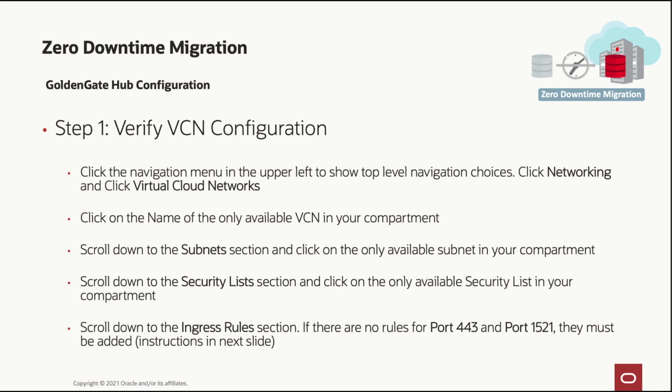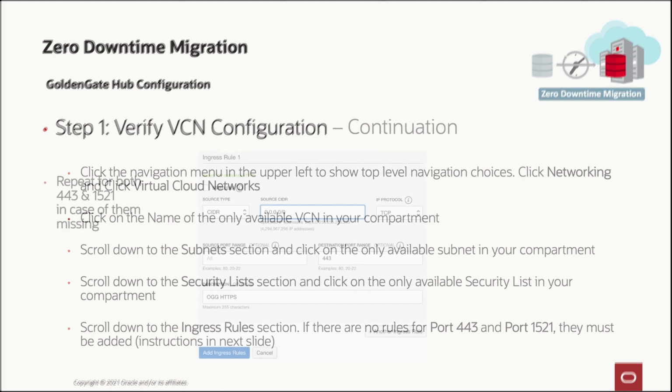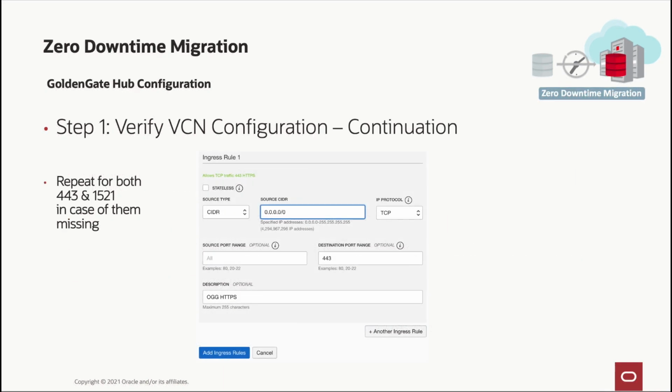Then we have to check if the rules for the specific ports that we need are there. But if there are no rules for the ports that we need, as presented in this slide, then we need to create them, and I'll explain how to do that in the next slides to come. So as mentioned, if there are no ingress rules for the ports 443 and 1521, it's just a matter of adding the ingress rule using the following instructions, for each one of the ports.